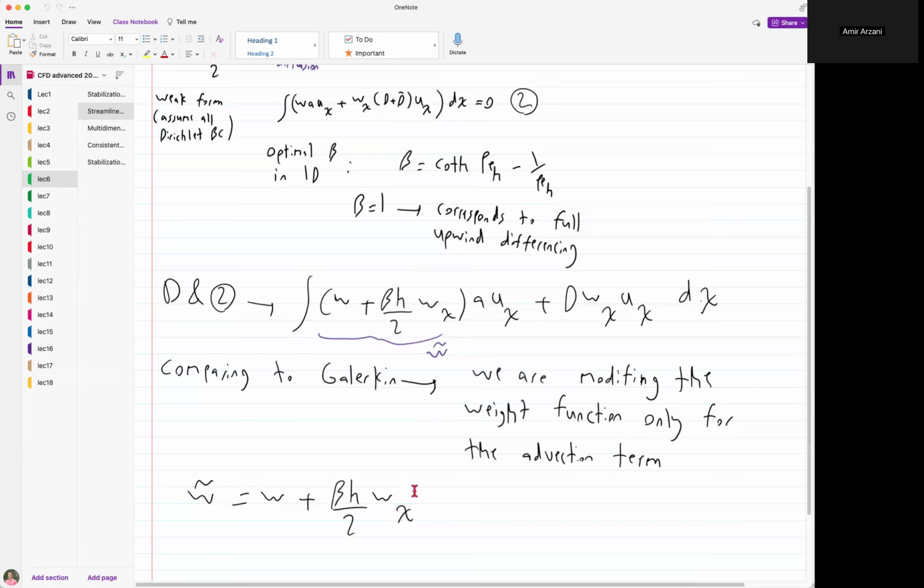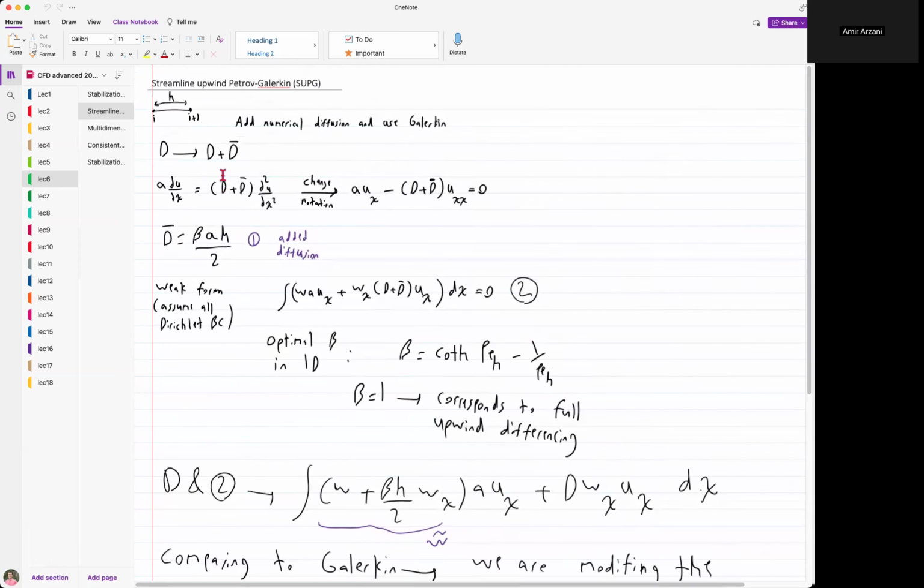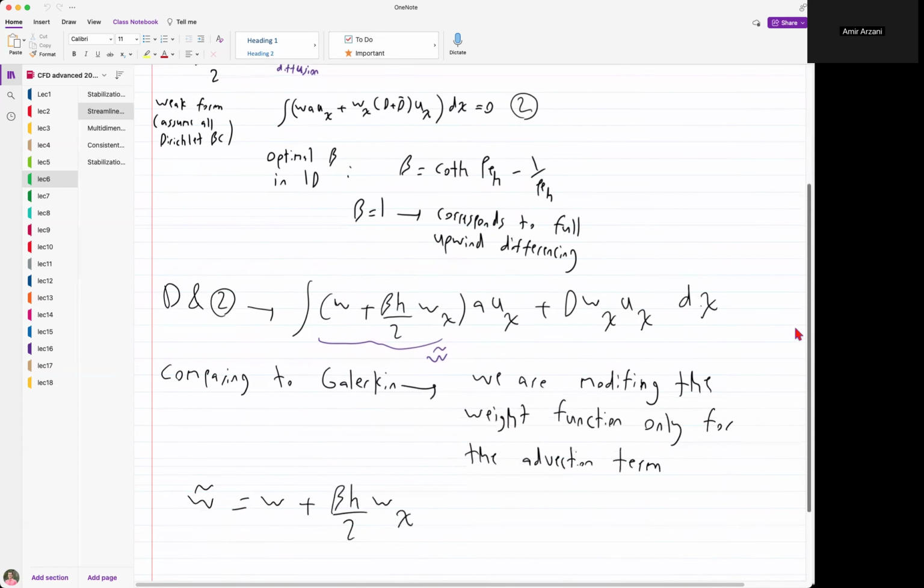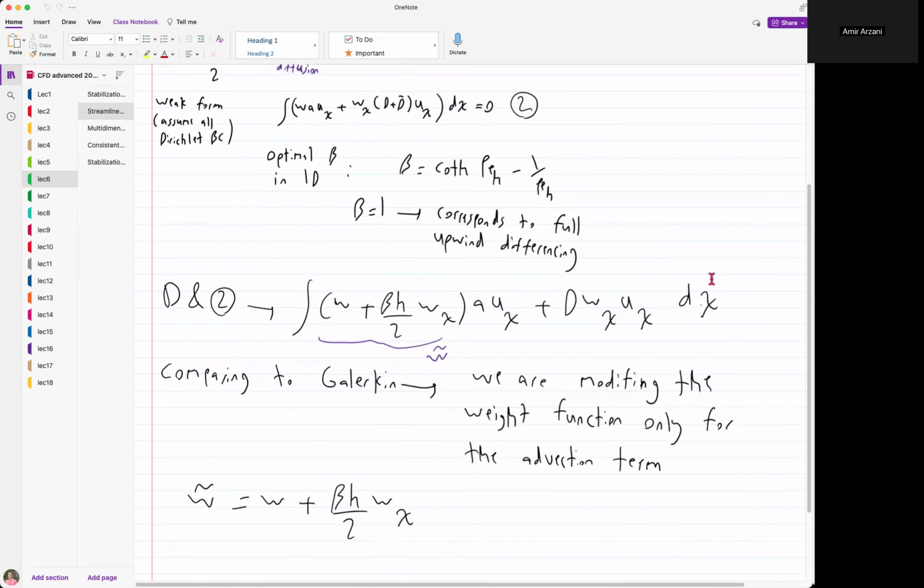By doing artificial diffusion, by simply taking my governing equation, which is up here, and simply adding artificial diffusion in a consistent manner by this equation, as we argued, we arrive at a weak form that looks identical to what we previously had, with the only difference that the weight function corresponding to the advection term is now modified. It has this part, which is the extra new part.